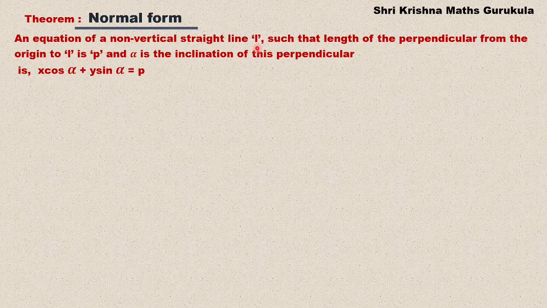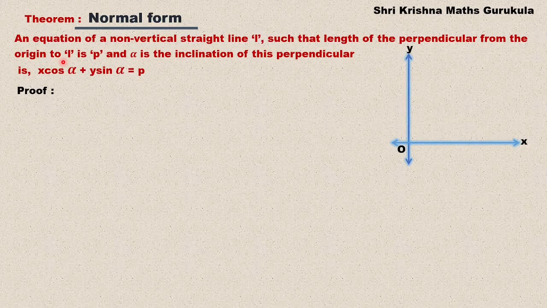That is, if you draw a line which is perpendicular to the considered line L, and that line joins to the origin, and that perpendicular line makes an inclination of alpha with the positive direction of the x-axis, then the equation of the line would be x cos alpha plus y sin alpha is equal to p. And what is this p? This p is the perpendicular distance of the line to the origin. Let us understand this with the help of a diagram.